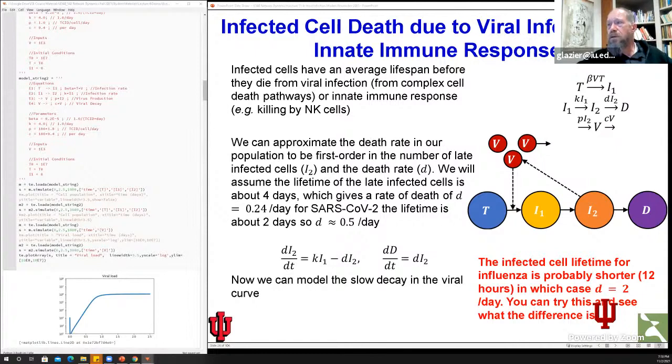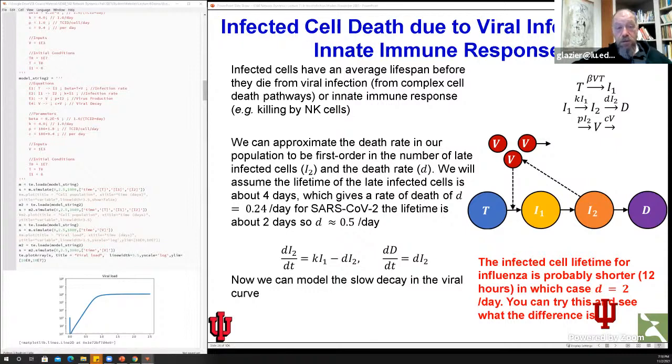Okay. So now, after all of that discussion, just the way we added D, death, to our epidemiological models, we're now going to add cell death to our model of viral infection. Once a cell is infected by the virus, again, there's no cure for the cell. The cell is doomed the moment the virus gets into it. But there's some time over which the cell will survive. And that time is dangerous because that's the time the infected cell is producing virus.